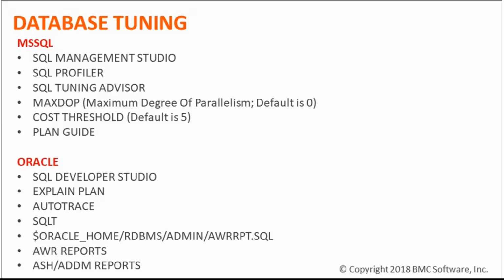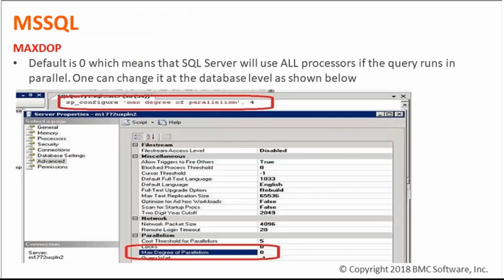You have your AWR reports, and an AWR report is run using a SQL script called awrrpt, which is in the Oracle Home rdbms admin directory, and you have something called ASH and ADDM reports. We'll get into a little more detail about these different options. Some of them, not all of them.